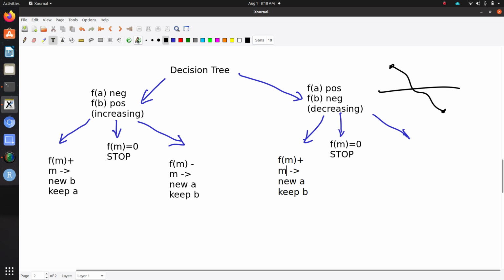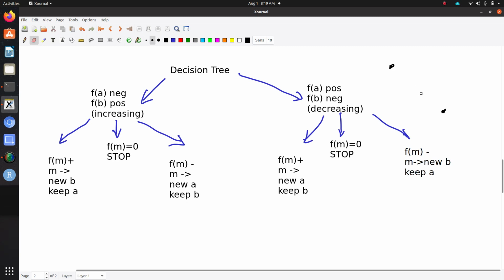So what does that look like? So that means you are decreasing, but you have not yet gotten to 0 by the time we reach m, and so you're going to just slide that a over to the left. And then the last case is f of m is negative, m becomes the new b, and keep a. Let's make sure that that case makes sense.